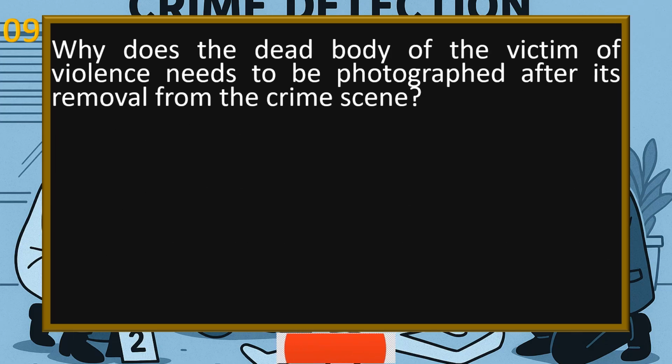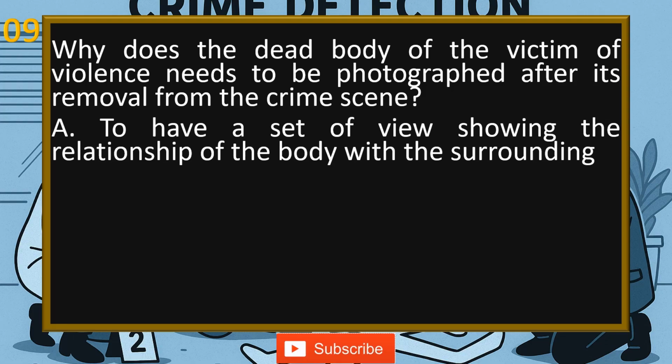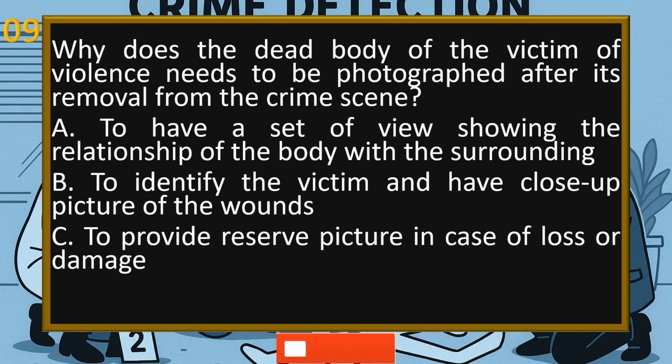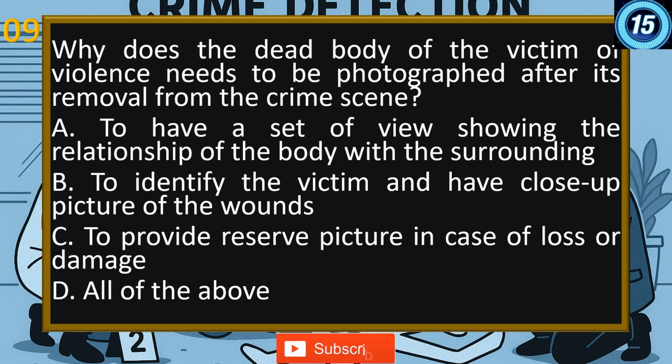Why does the dead body of the victim of violence need to be photographed after its removal from the crime scene? A. To have a set of views showing the relationship of the body with the surrounding. B. To identify the victim and have close-up pictures of the wounds. C. To provide reserve pictures in case of loss or damage. D. All of the above.